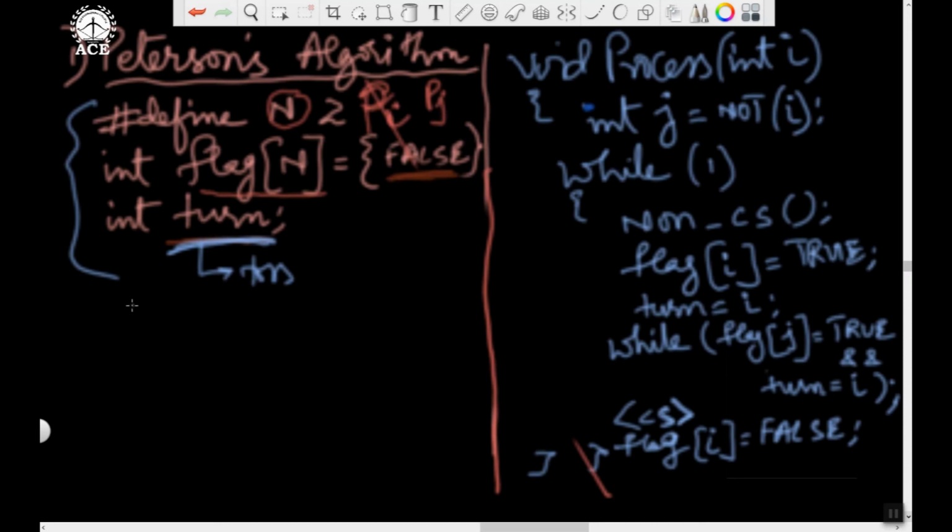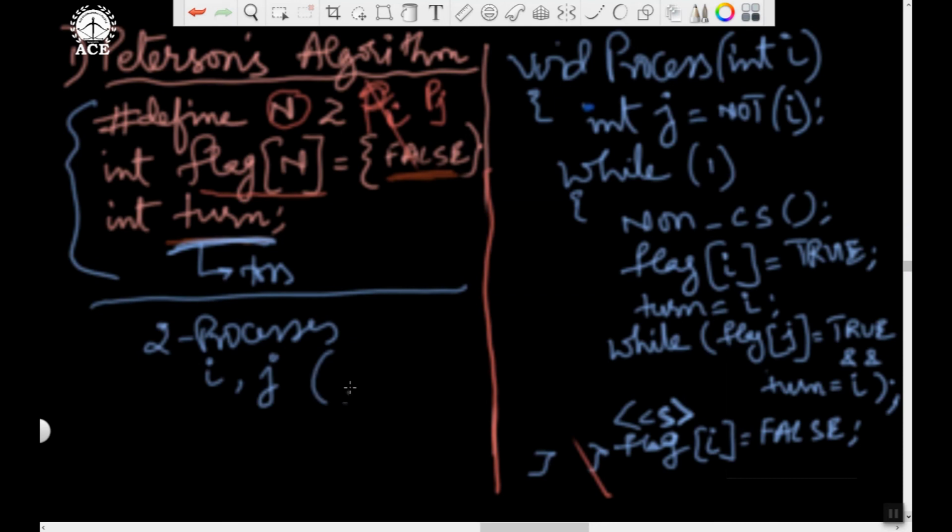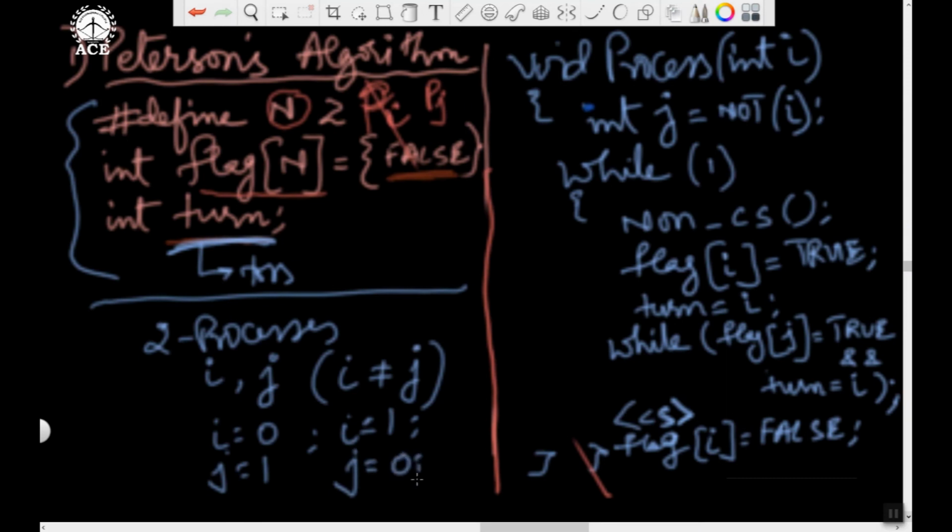Okay, so with this explanation, let's review our understanding of the Peterson algorithm. Kindly remember, this is defined for only two processes. I am naming the processes as i and j. i and j are distinct, meaning the value of i is not equal to j. For example, if i is 0, then j will be 1, and if i is 1, j will be 0. This is the meaning of the code. Suppose the executing process is i, j will be the opposite of it. Got it?